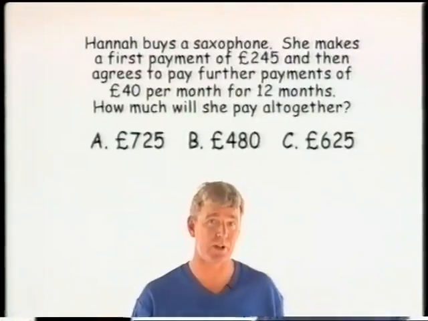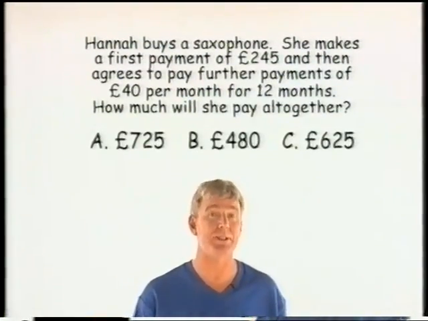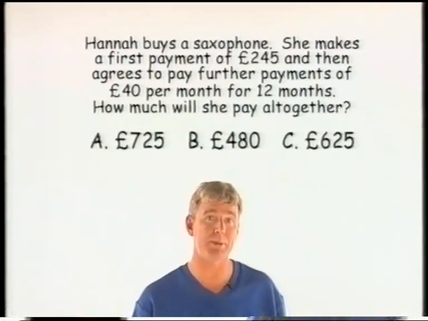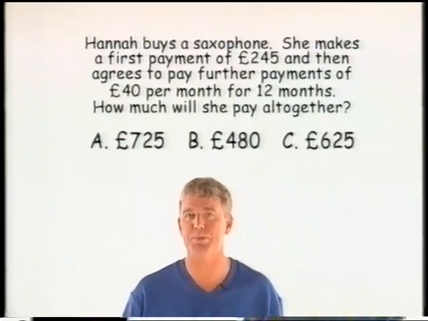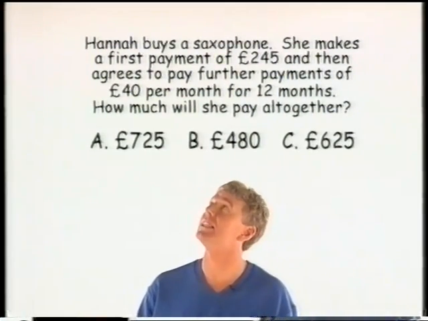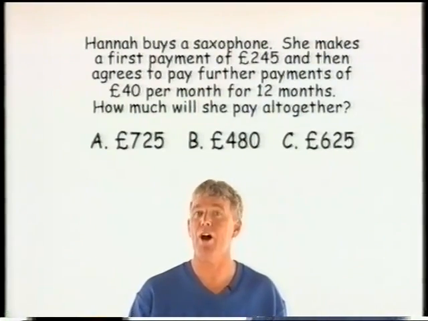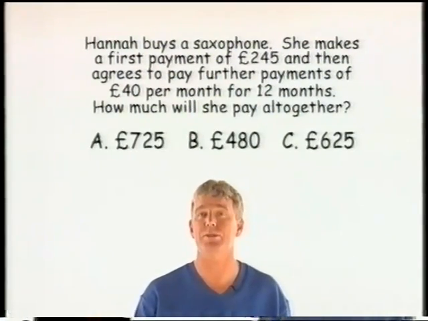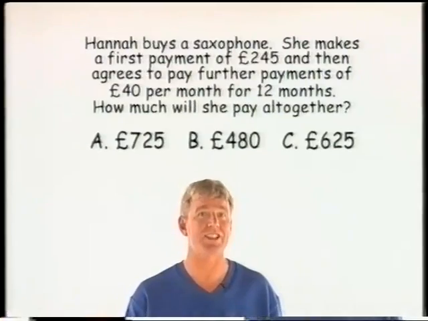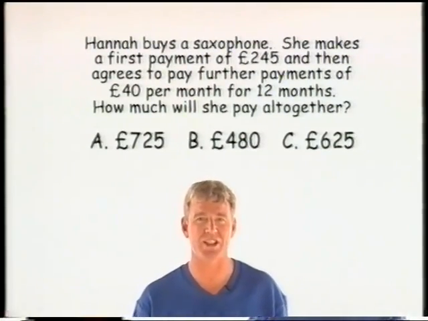Hannah buys a saxophone. She makes a first payment of £245 and then agrees to pay further payments of £40 per month for 12 months. How much will she pay altogether for the saxophone? A, £725, B, £480, or C, £625. So, what's the answer?